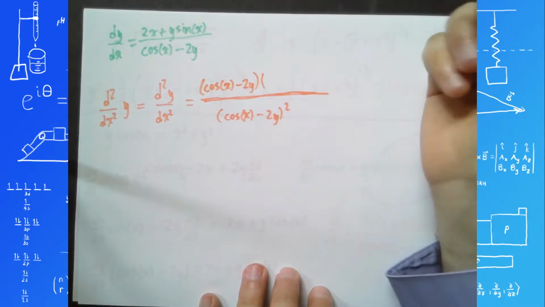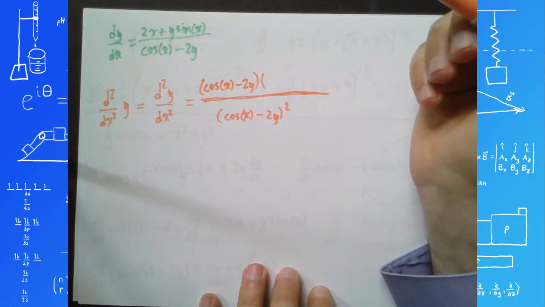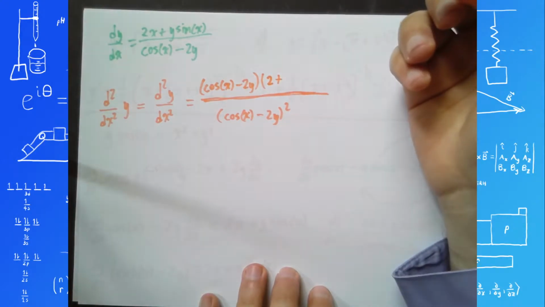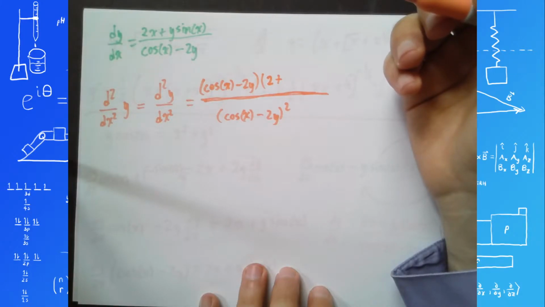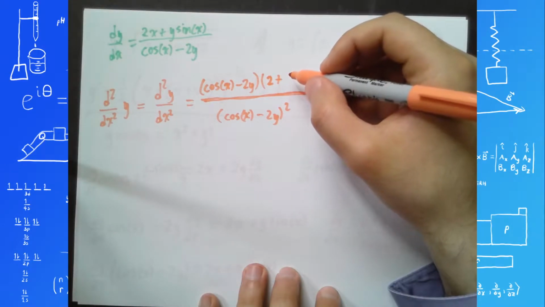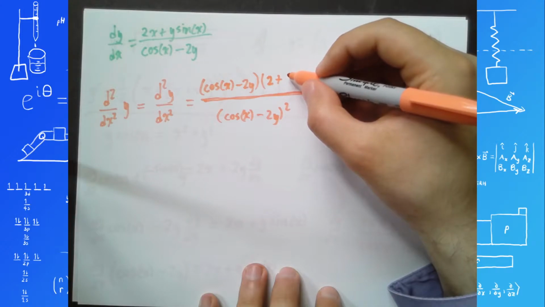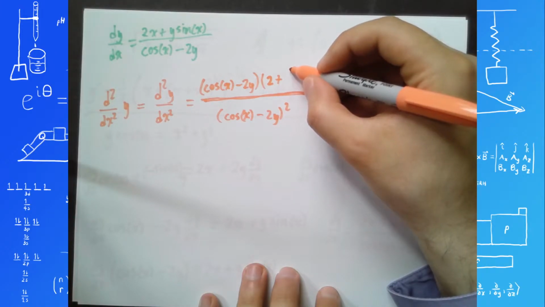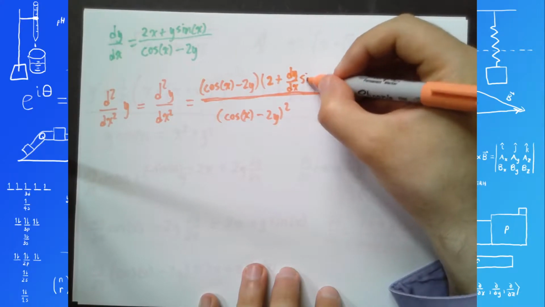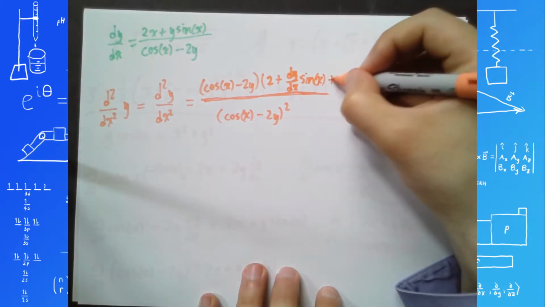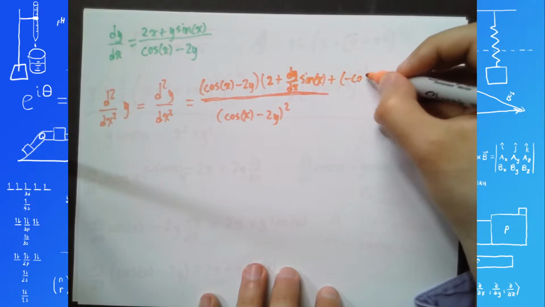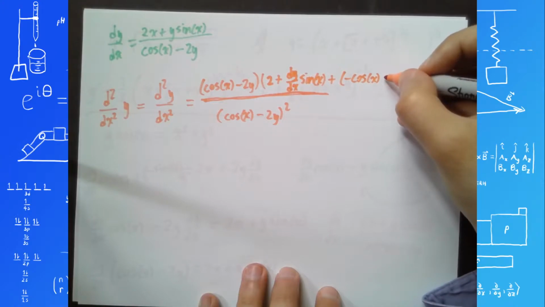So, times the derivative of 2x plus y sine of x. Derivative of 2x is 2, plus the derivative of y sine of x. That is going to be a product rule, f prime g plus g prime f. So that's going to be derivative of y, which is just 1 dy dx, times g, which is sine of x, plus g prime f, so derivative of sine of x times y, so that's negative cosine of x times y.